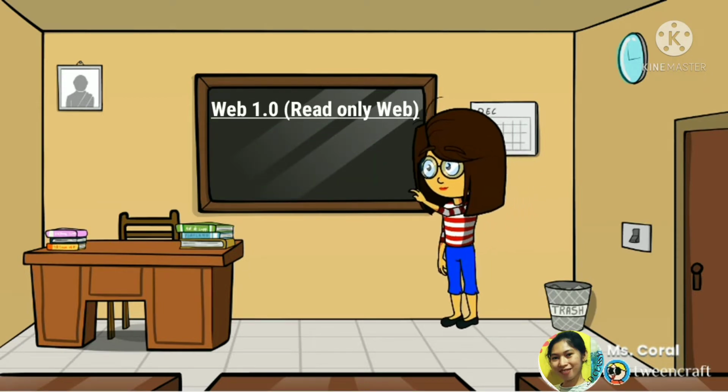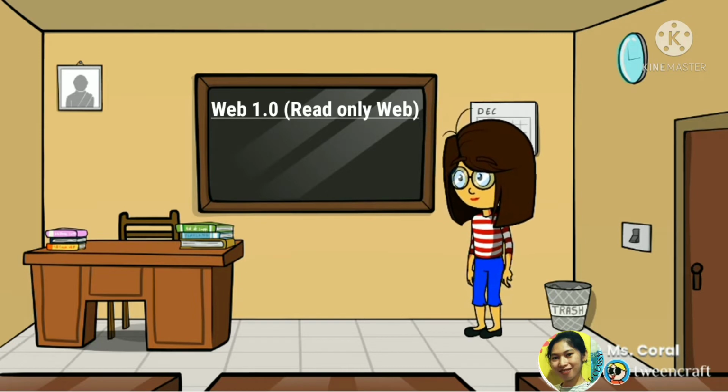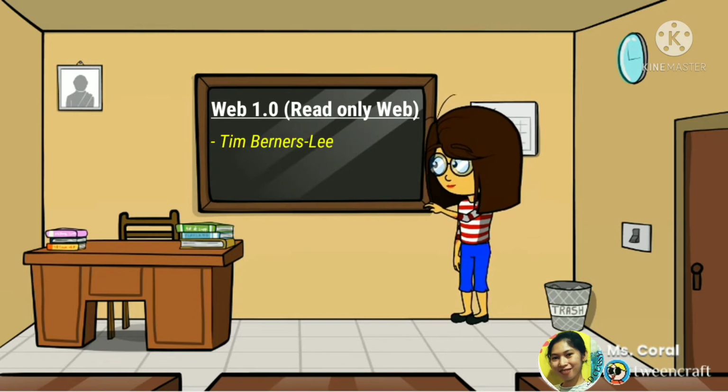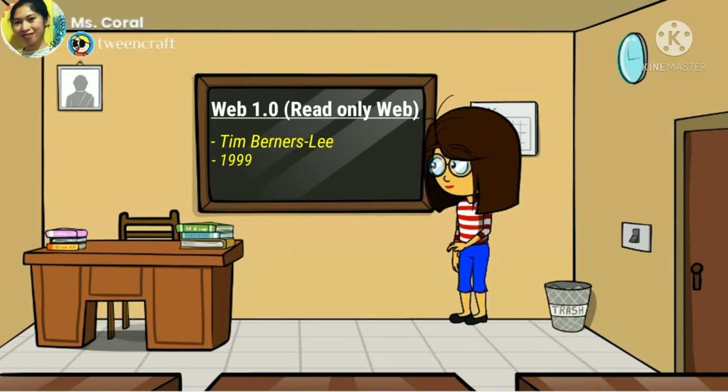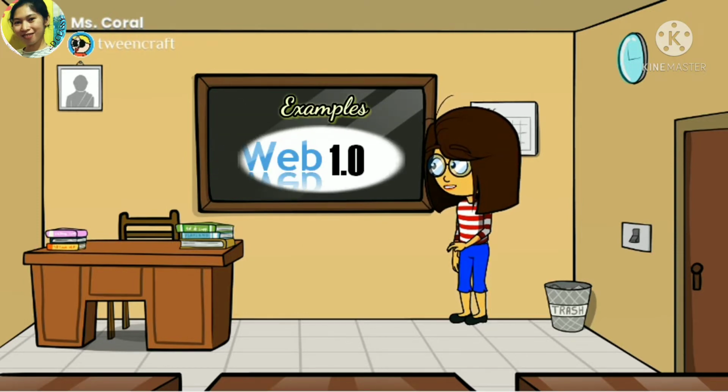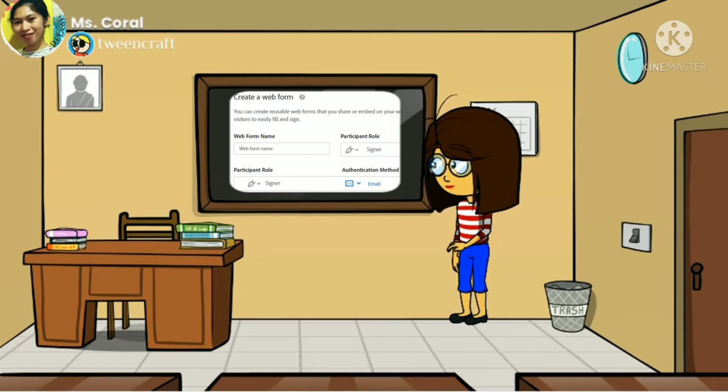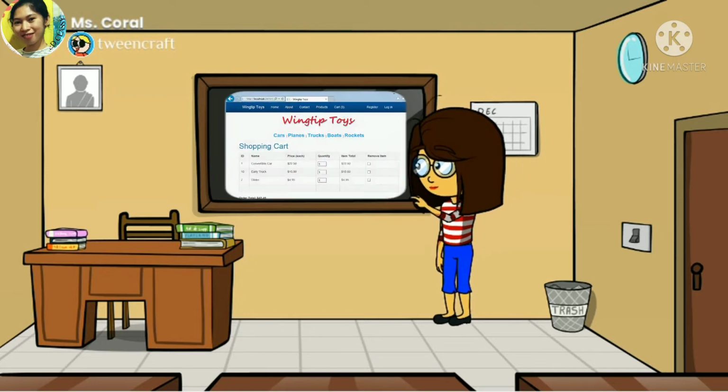Web 1.0 is the read-only web. According to Tim Berners-Lee, the first implementation of the web in 1999, representing Web 1.0, could be considered as the read-only web because the early web allowed users to search for information and read it. Here are two examples of Web 1.0: create a web form and shopping cart.